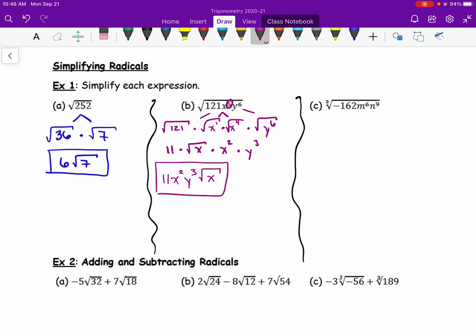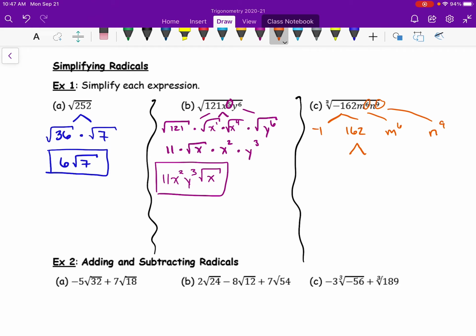Now cube roots are a little trickier. So what I'm going to do with this cube root, I'll take that negative 1 out, and I get 162. And I look at the 6, that's divisible by 3. So I'm going to leave it as m to the 6th, and then the 9 is divisible by 3. So I get cube root of 1. No, hold on. I don't want to do that yet. Okay. So negative 1. That's it. We got to break down the 162. All right. Perfect cubes that go into 162.